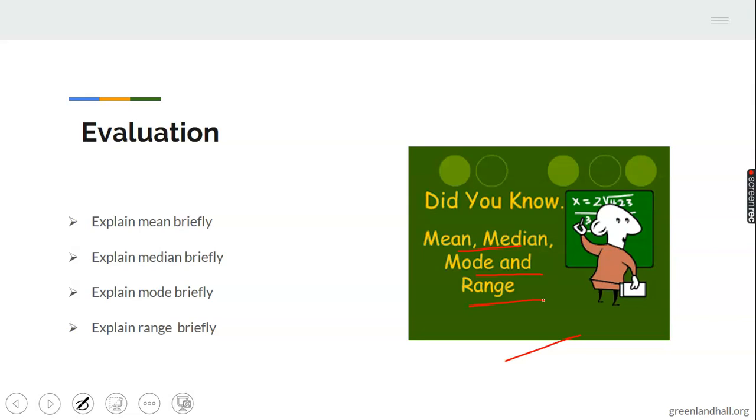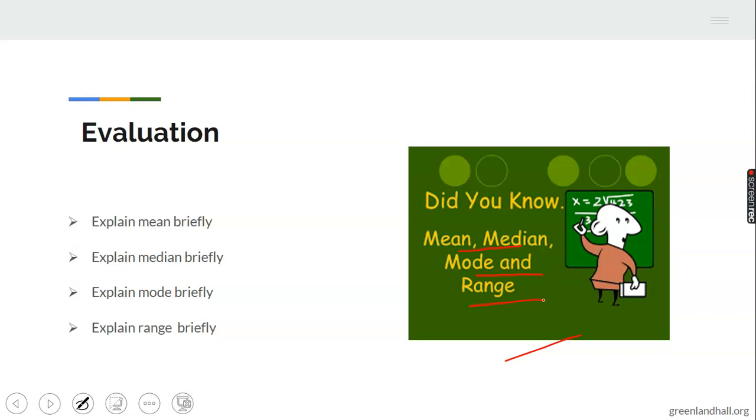Now I know every one of us has learned how to work on mean, median, and mode. Now let's see. We want to explain briefly what mean is. What is mean? Anybody explaining? How do you get it? How do you calculate it? Okay, your set of numbers. You either arrange or you don't rearrange. It's not compulsory. Okay, that's good. All right.